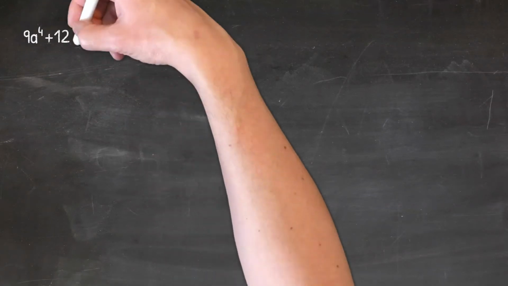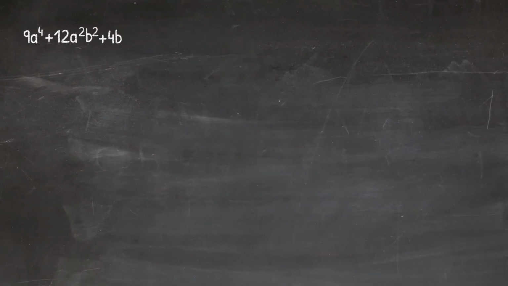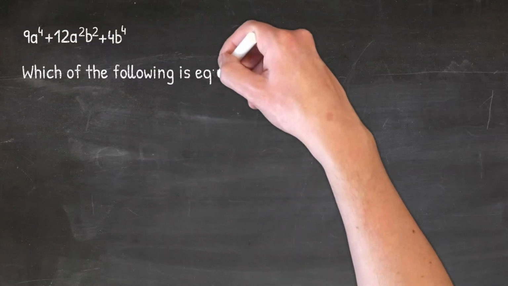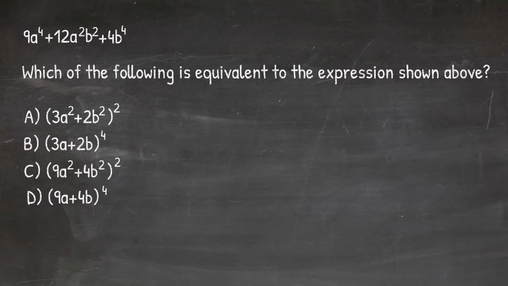9a to the fourth plus 12a squared b squared plus 4b to the fourth. Which of the following is equivalent to the expression shown above? In the previous questions, we haven't paid much attention to the answer choices given to us, but in this case, it might be useful to scan them.